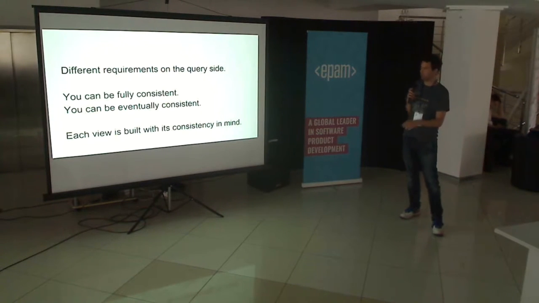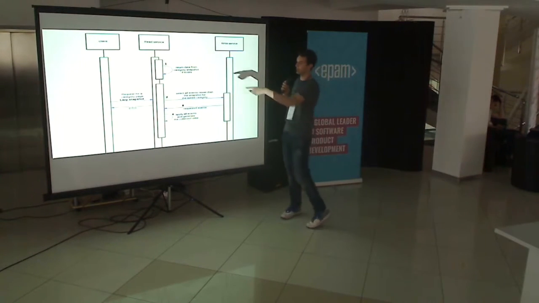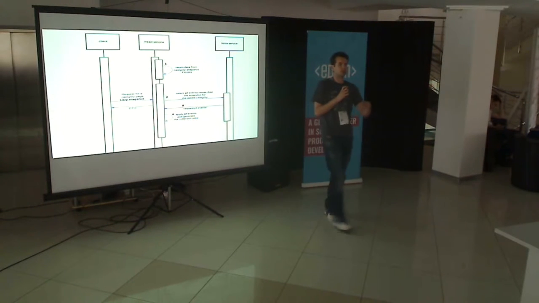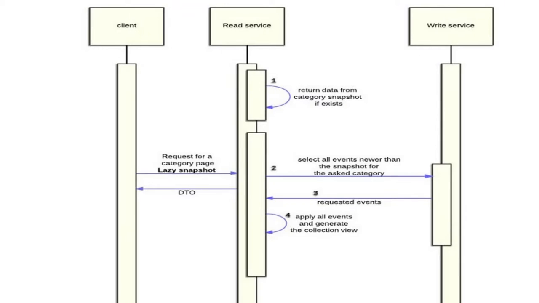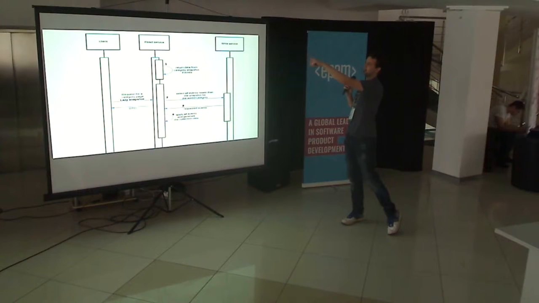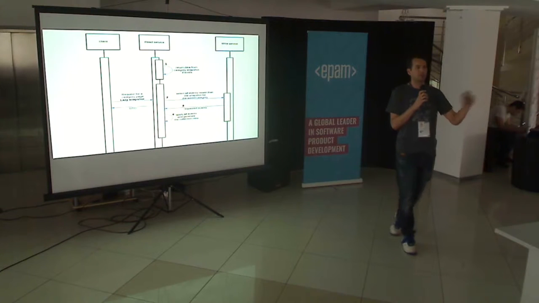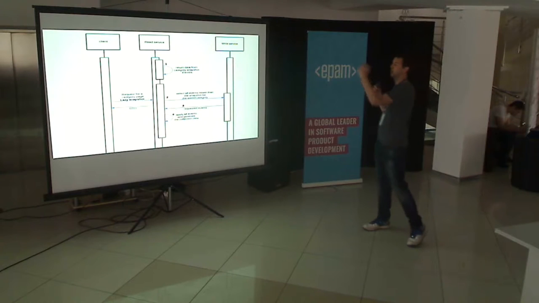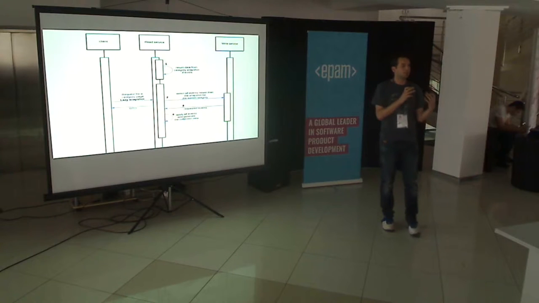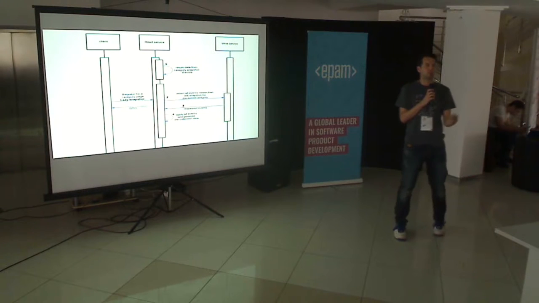So I have a little diagram here that I wrote. A client comes in and requests some sort of view, right? So we can say the product with the image and the price and the name. It goes to the read service, it selects that row from the database, and if you're okay with that, it can return that straight to the user. If you want fully consistent, after selecting you have to go to the events table, see if there are any new events, apply them to the view, and then return your view so that you are fully consistent.